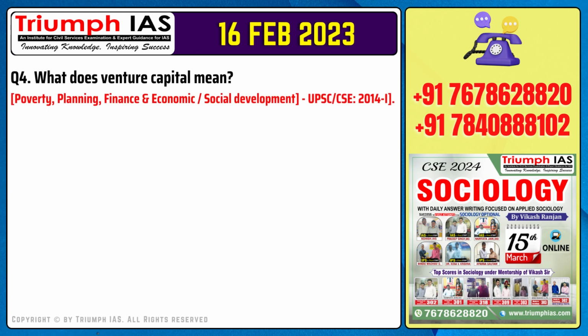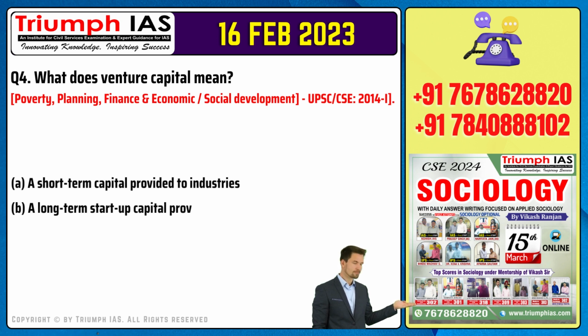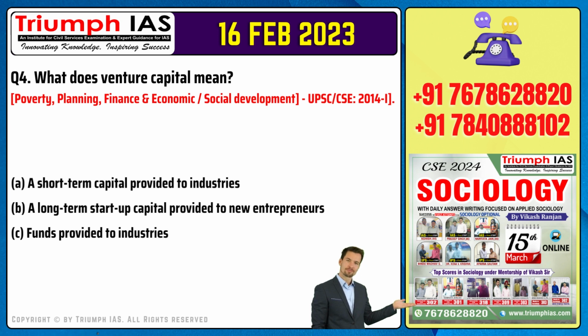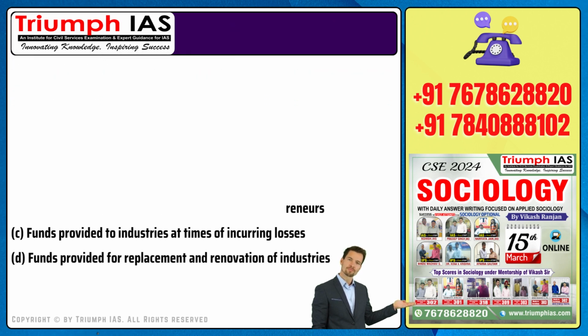Question number 4. What does venture capital mean? The options are: Option A. A short-term capital provided to industries. Option B. A long-term startup capital provided to new entrepreneurs. Option C. Funds provided to industries at times of incurring losses. Option D. Funds provided for replacement and renovation of industries.